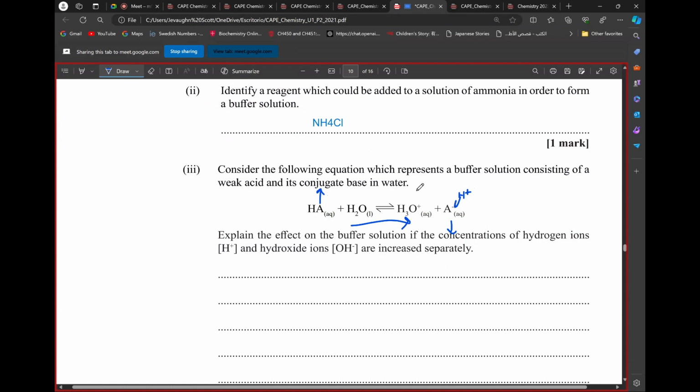Sir, I don't know if this will make sense, but if you increase the concentration of the hydrogen ions, it will react with the conjugate base and it will increase the acidity. So the equilibrium would shift to the left. That makes sense? And the concentration of the H would decrease by doing that.